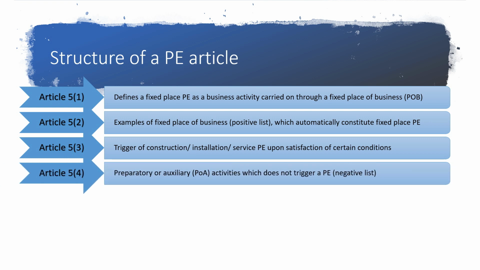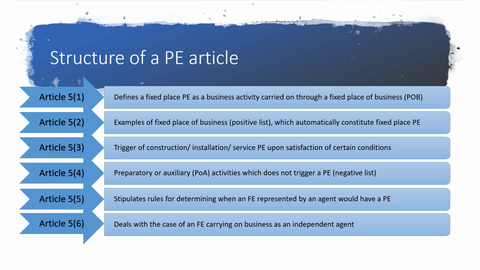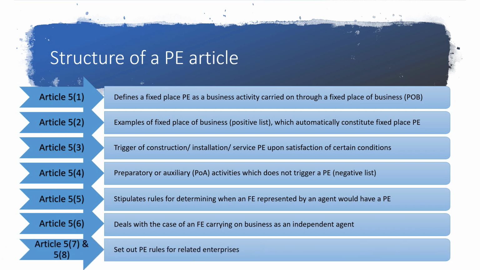Article 5.4 mentions that a PE shall not be triggered when the activities of the foreign enterprise are restricted to the activities that are not core activities but are more of preparatory or auxiliary in nature. These could be said to form the negative list. Article 5.5 and 5.6 stipulates the rules for trigger of a dependent agent PE. Article 5.7 and 5.8 sets out rules in respect of related enterprises.